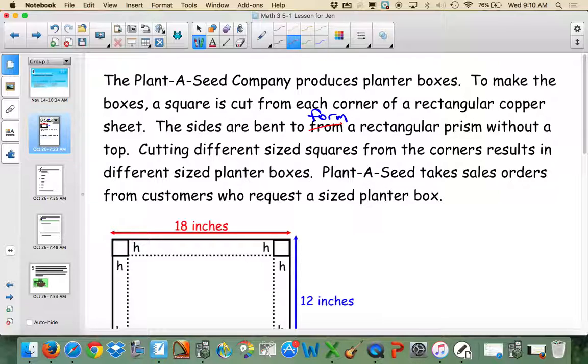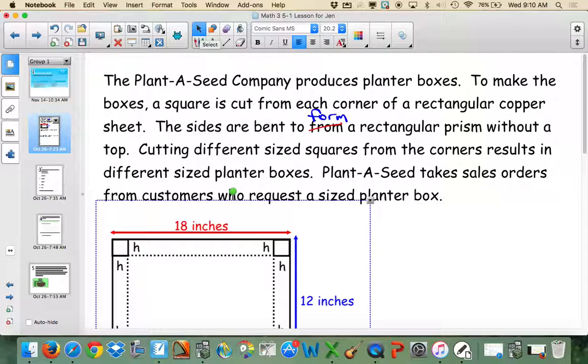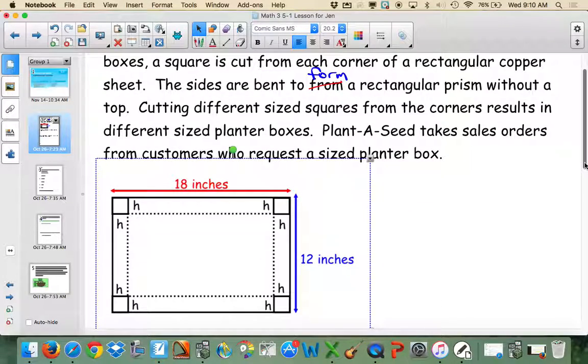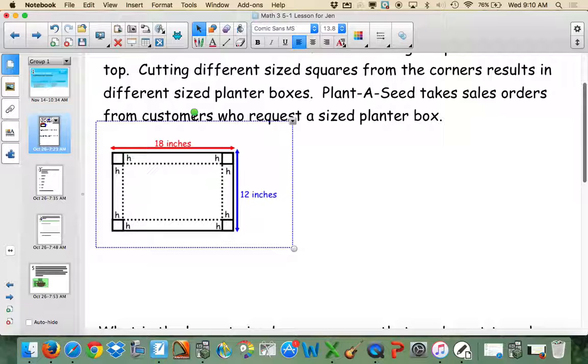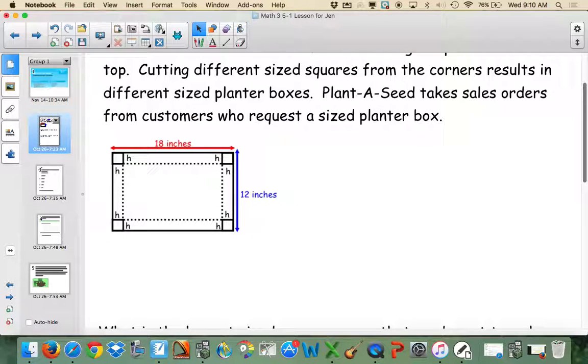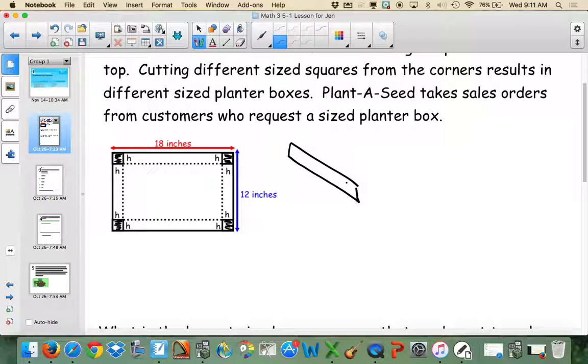All right, so basically we're looking at this shape here. We're looking at this sheet of copper, and we're going to cut these little corners out, if you can visualize this. So these are going to be gone. And you can cut them to whatever size, and then you're going to fold these sides up so that we get some sort of planter box maybe looking like this, where this is going to be my height h all the way around.